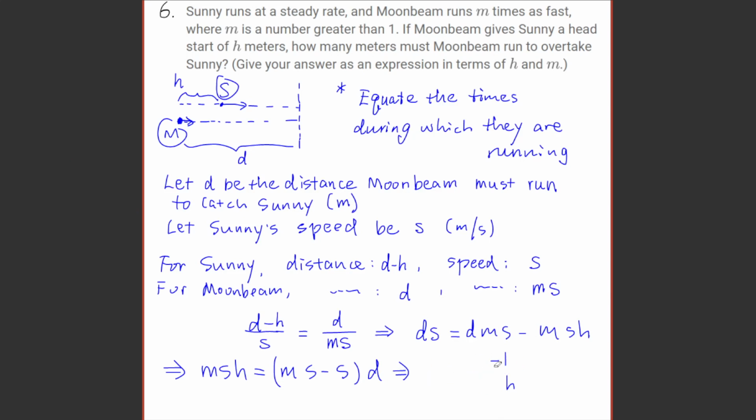Oh, sorry. d should equal msh over (m minus 1) times s. Then we could cancel an s here. Therefore, we know d is mh over (m minus 1). Did you get it? Okay, have a look at the solution here and let me know if you have any questions, okay?